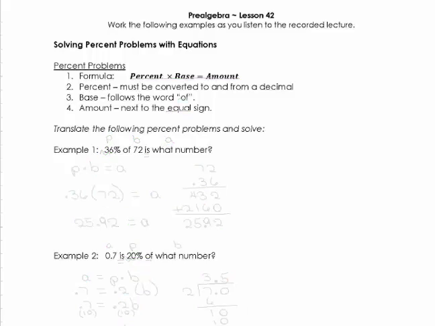And for our final lesson, let's take a look at solving percent problems that have equations. A formula I want you to be familiar with is percent times base equals amount. For every percent problem, there are 3 different pieces we need to be aware of.